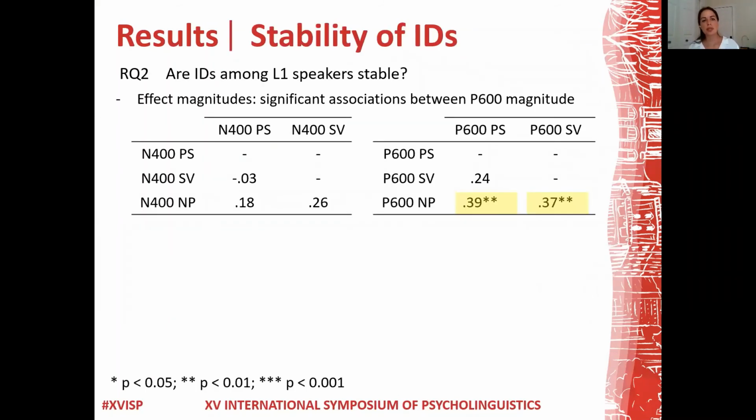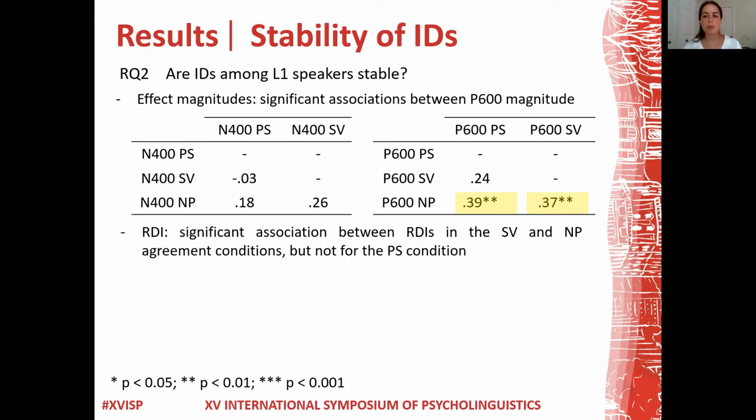Now we can examine results that address the second research question, that is, looking at the stability of individual differences across different grammatical conditions. And first, we are going to look at the effect magnitudes, the N400 and P600 magnitudes. Results showed significant associations only in the P600 time window. In particular, we see a significant positive relationship between P600 effect magnitudes for the two agreement conditions, the noun phrase and the subject verb agreement conditions, as well as between the noun phrase condition and the phrase structure, but nothing for the N400 time window.